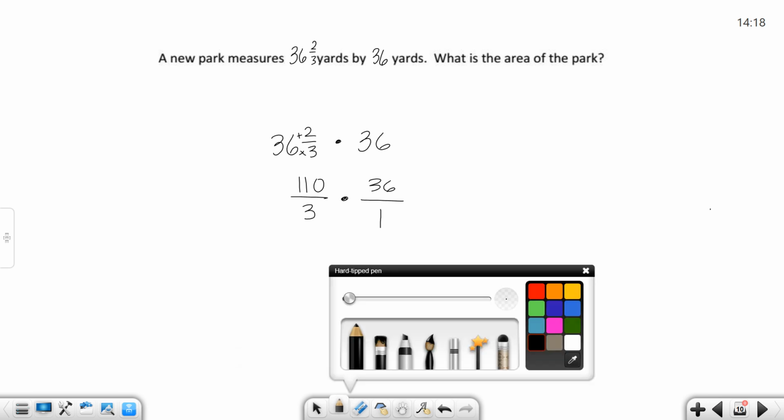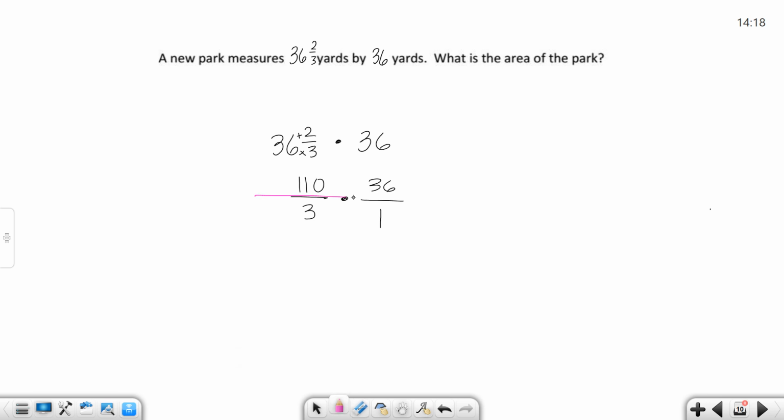Now those are certainly too big for me to multiply. So I'm going to reduce. Anything in the top reduces in the bottom. I know that 3 and 36 reduce. 3 goes into 3 one time, and 3 goes into 36 12. So what that leaves me with is 110 times 12.